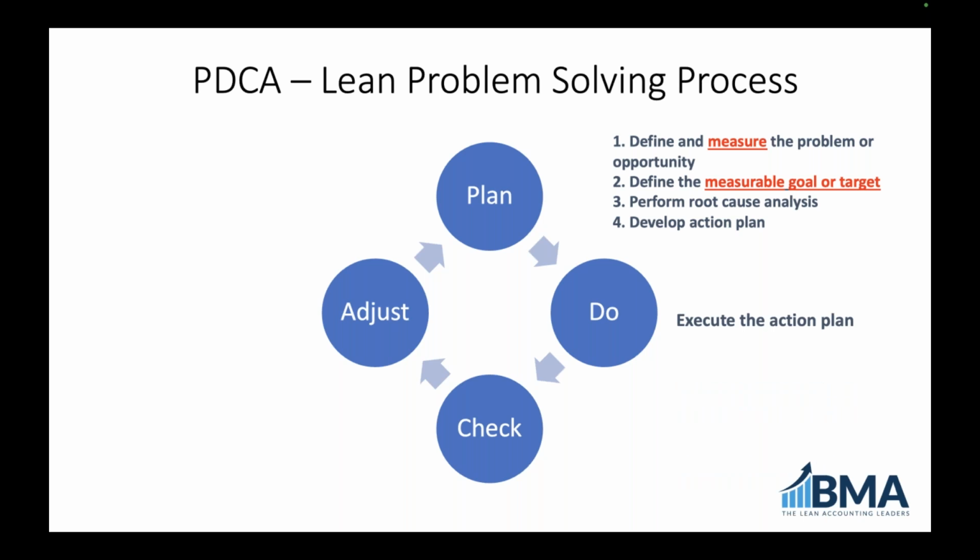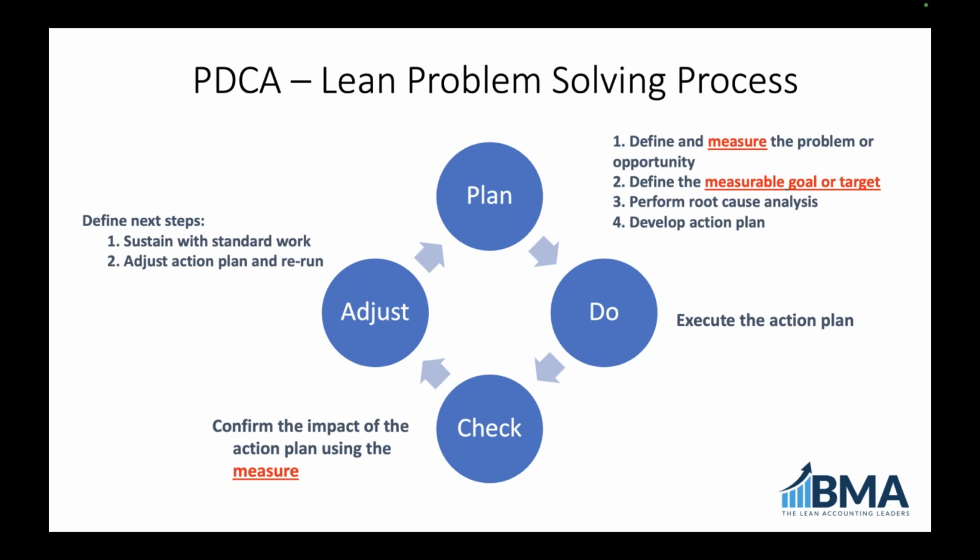The do step, you execute the plan. The check step, you have a current state, you have a target, and after you execute the plan, how did you do compared to where you are in the target? And then the adjust is, okay, we made some improvement. How do we sustain that with standard work? Now, maybe we didn't make the kind of improvement that we thought, or we didn't solve the problem. So what do we do next? Do we run another PDCA cycle? Do we adjust the action plan and try again? Or do we run another event?